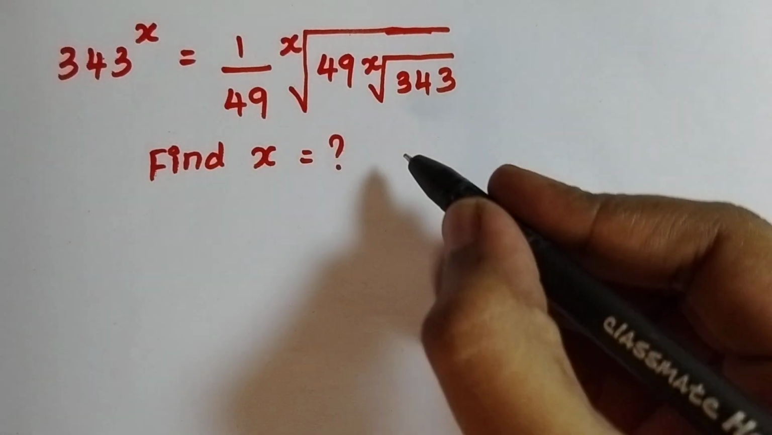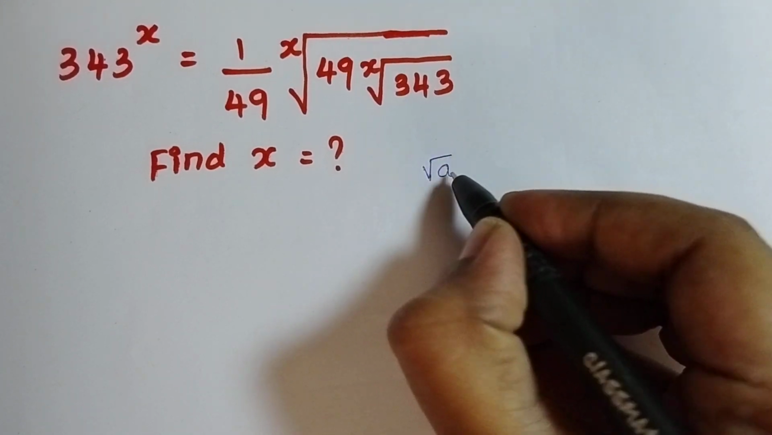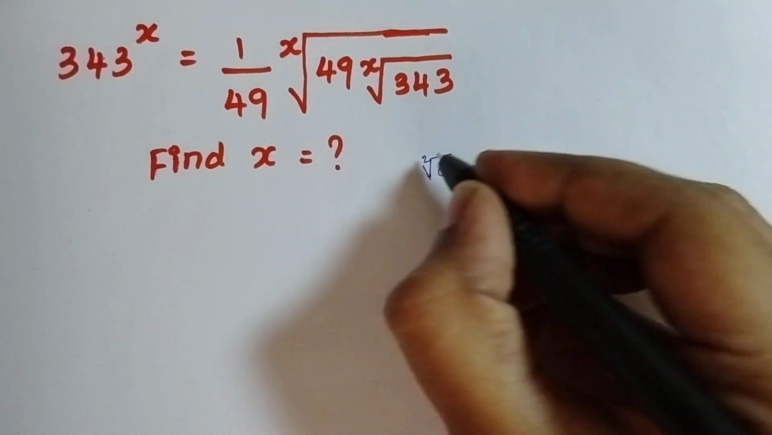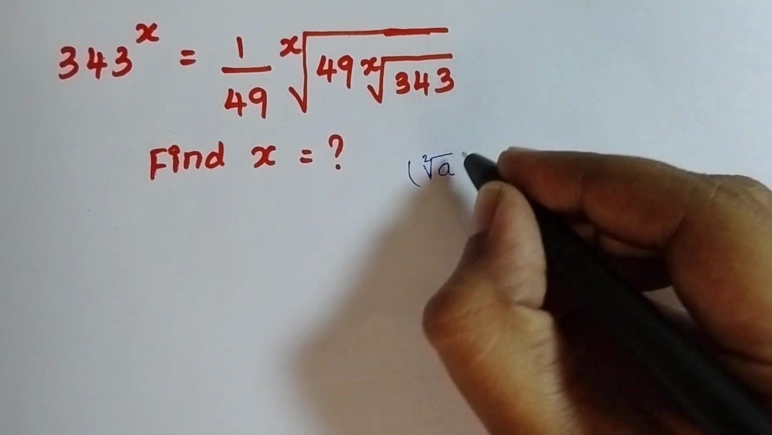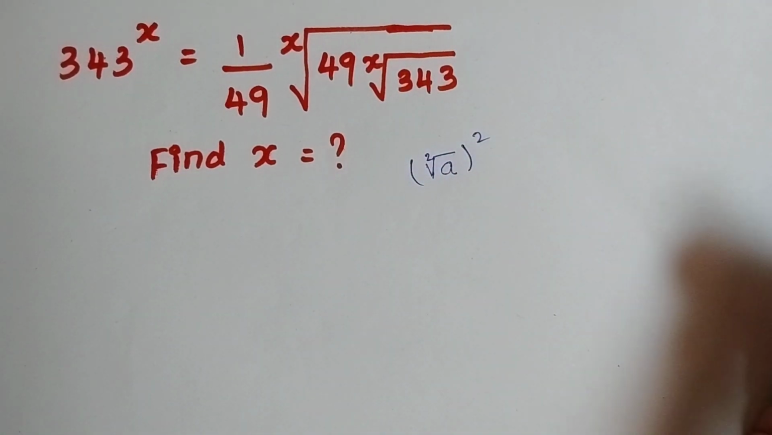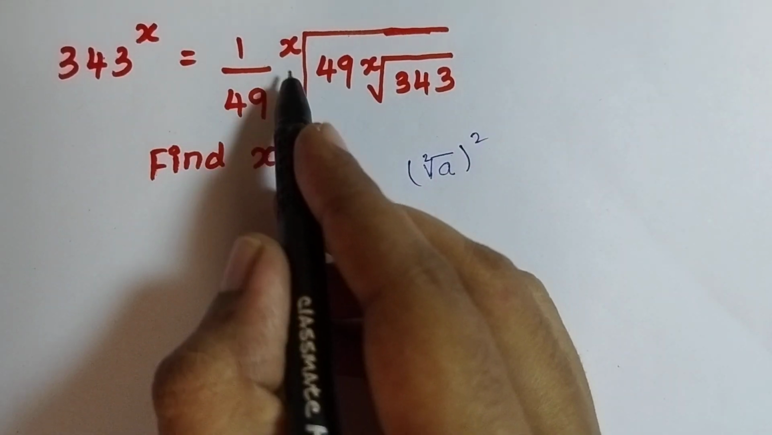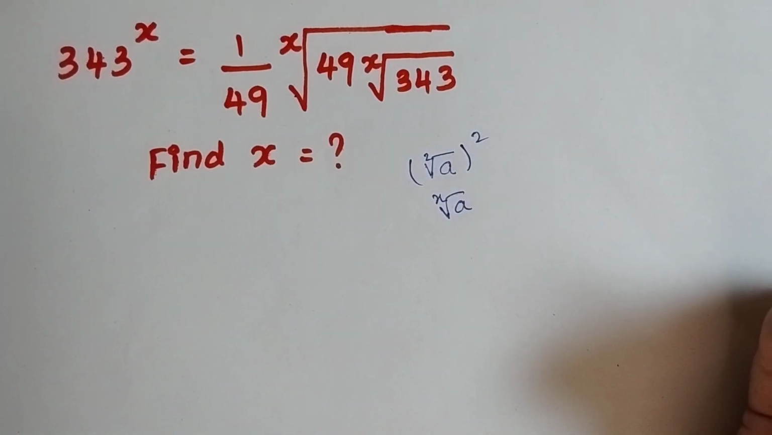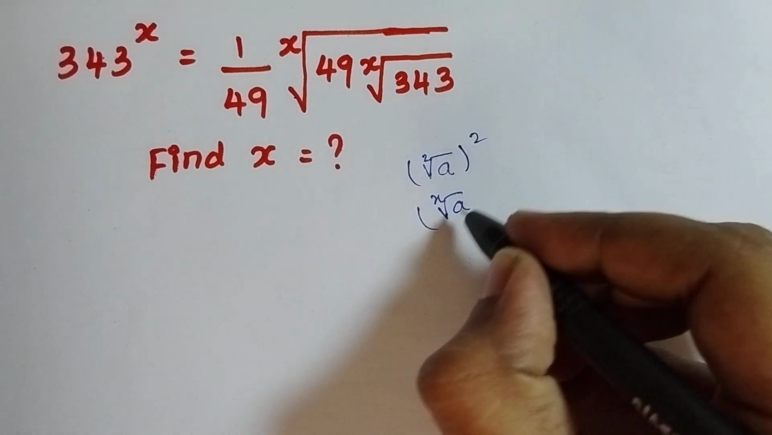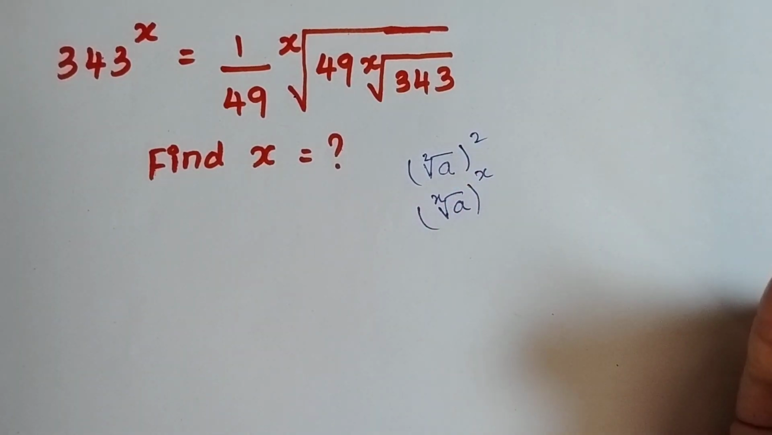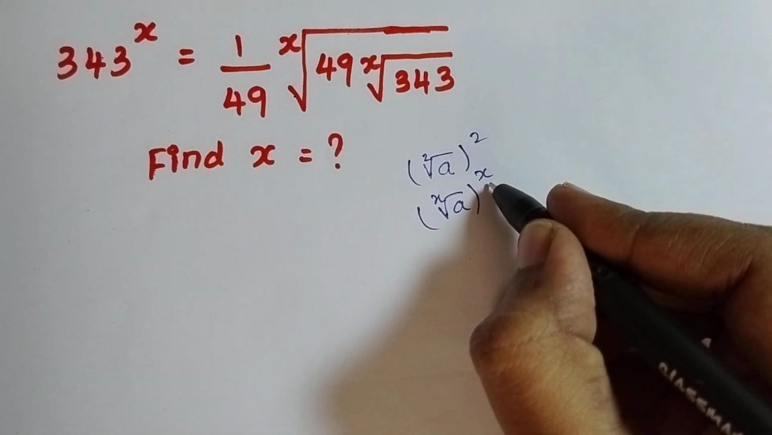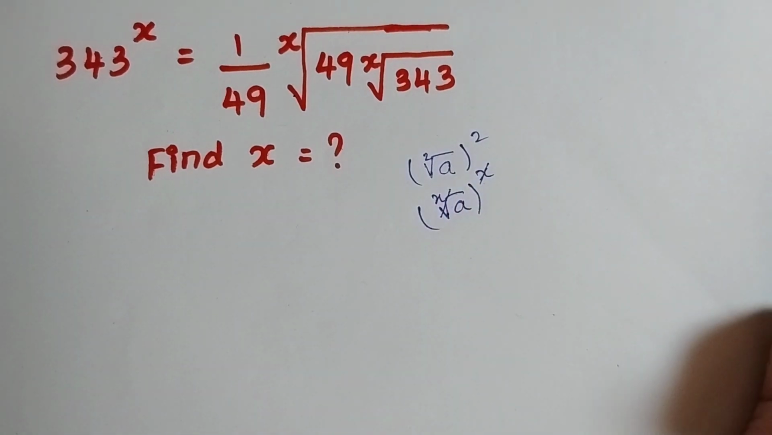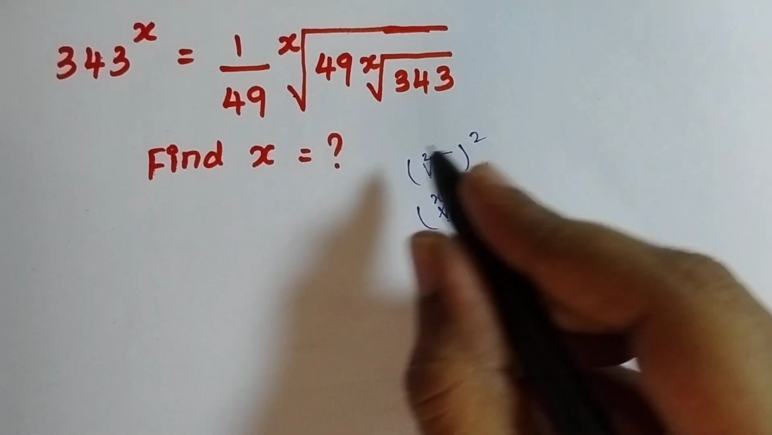So, we know that if root a is there and you want to remove this root, what do you have to do? It's by default 2, right? So I'm going to take the square on both sides. Similarly, here what will be there? Root x. So root a x power x. If you want to remove this root x, then what you have to do? I'm going to raise x to the power. We can remove this root and x. Okay, so just apply this formula here.